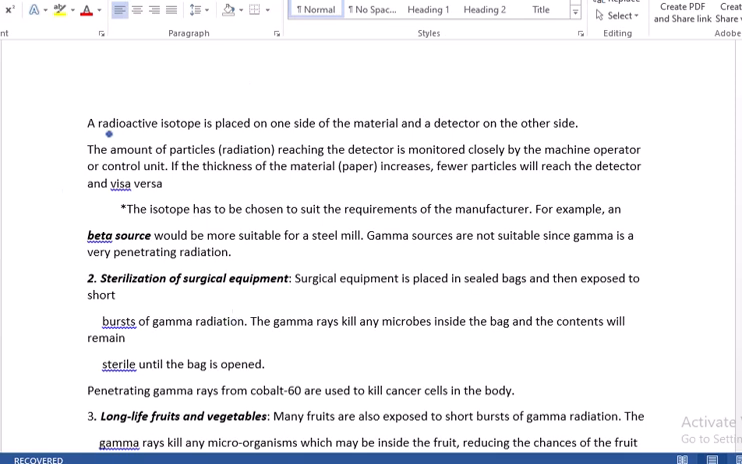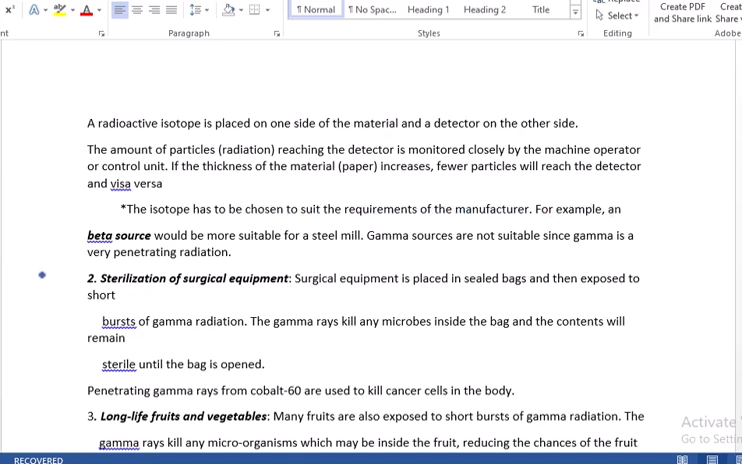Okay, a radioactive isotope is placed on one side of the material and the detector on the other side. The amount of particles or radiation reaching the detector is monitored closely by the machine operator or control unit. If the thickness of the material, which is paper, increases, fewer particles will reach the detector and vice versa. The isotope has to be chosen to suit the requirements of the manufacturer.